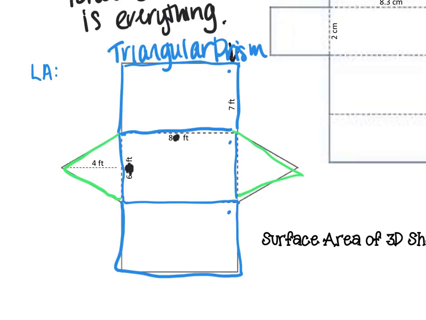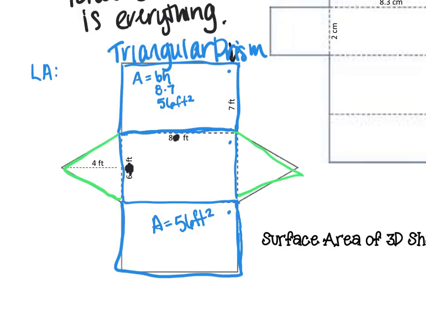So my first piece is a rectangle, which is base times height. So my base is 8, and my height is 7. 8 times 7 is 56. And remember, we're talking area, so we do 56 feet squared. Okay? Know that on a triangle, in this case, this rectangle and then this bottom rectangle are the same. So I already know that the area of this is 56 feet squared.